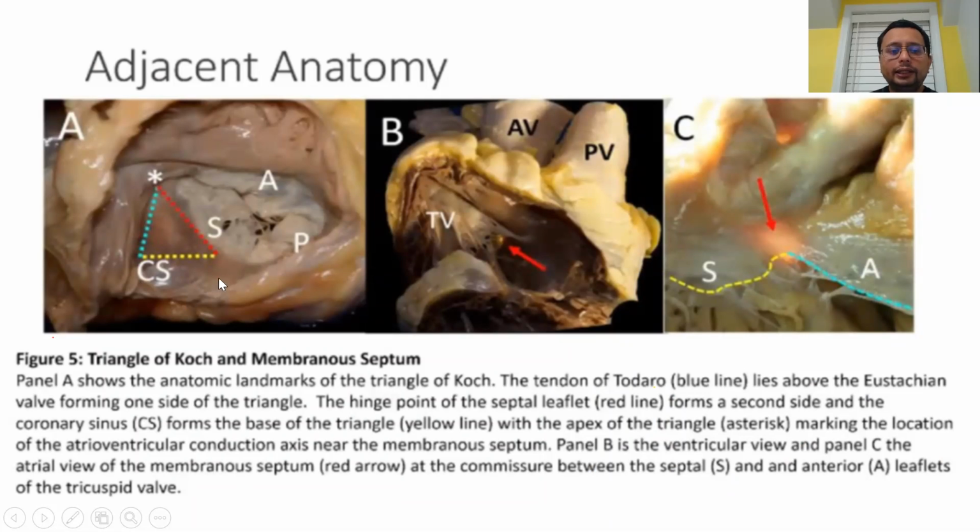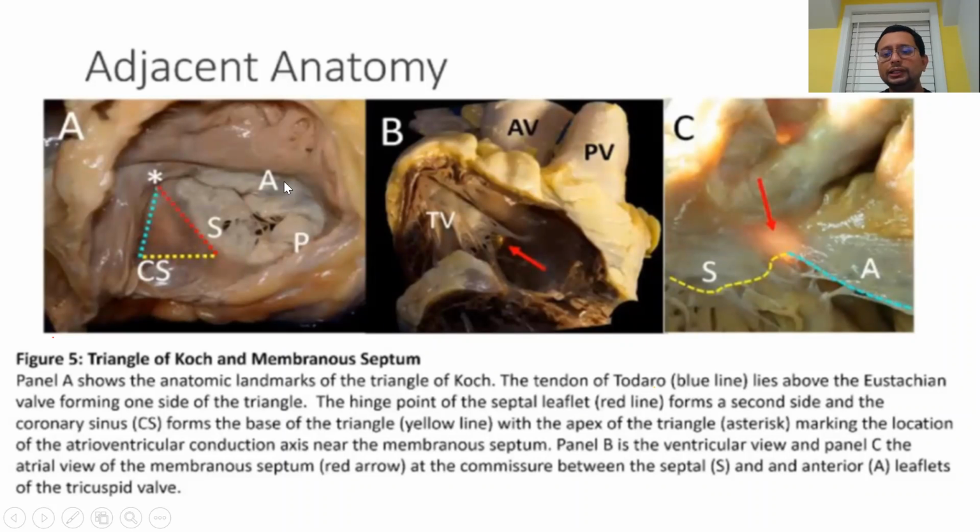This color here is called the triangle of Koch. What is the boundary of the triangle of Koch? We have the tendon of Todaro here, the insertion of the septal leaflet here, and the coronary sinus here. So why is this important? At the apex of the triangle of Koch sits your AV node. This AV node is very important because when you do surgery or an ablation for an electrophysiological procedure, you do not want to touch your atrioventricular node. Otherwise, your patient has a risk of developing complete heart block.